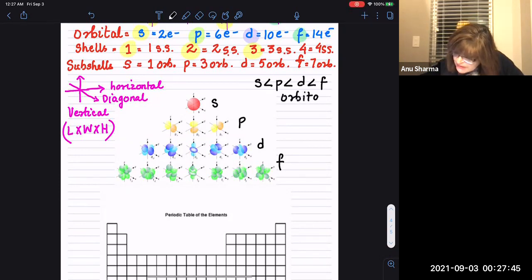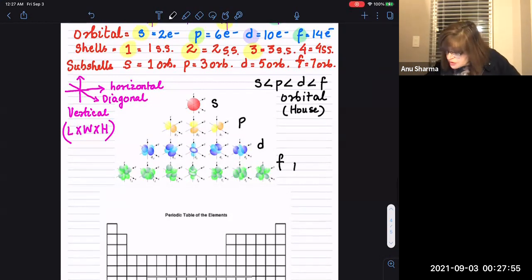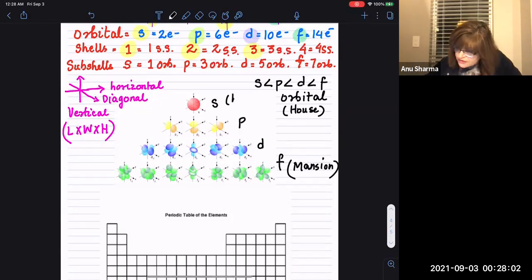Now orbitals means, remember, the house. So that means f has a huge house. This is a huge mansion. F has a huge mansion. That is why it can accommodate 14 electrons. And s is a small hut, or a camp, where only 1 or 2 people can come in. That's the deal. And p is like a mid-size, 3-bedroom apartment. And d is also like a big house. Okay, so that's one thing about these orbitals and their energies.